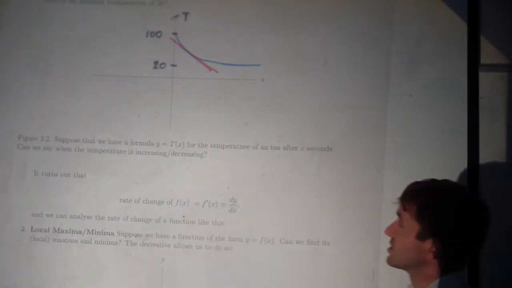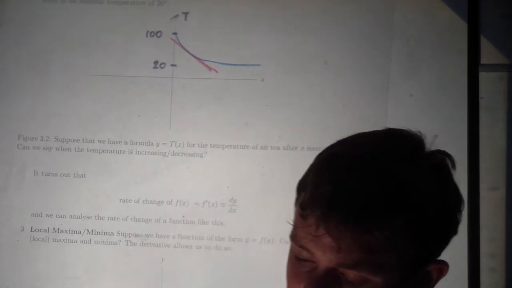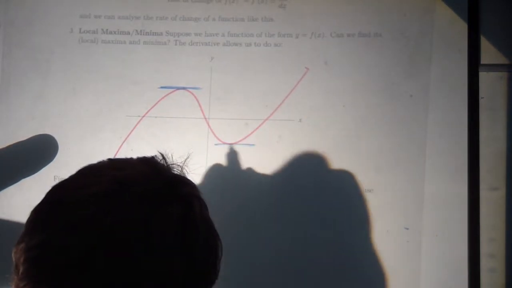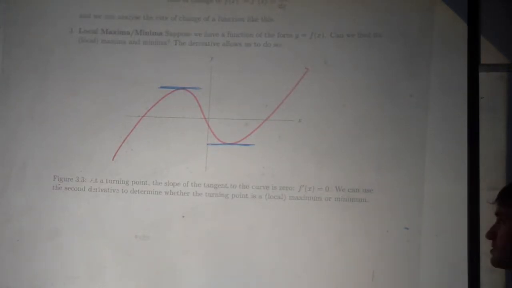So you can analyze a function like that. If the derivative is negative, it's decreasing. If its derivative is positive, it's increasing. And using those ideas, then you can go off and maximize and minimize a function. So suppose we have a function looking like this, maybe some class of cubic. You can look at the turning points and say, at the turning points, the derivative is 0.